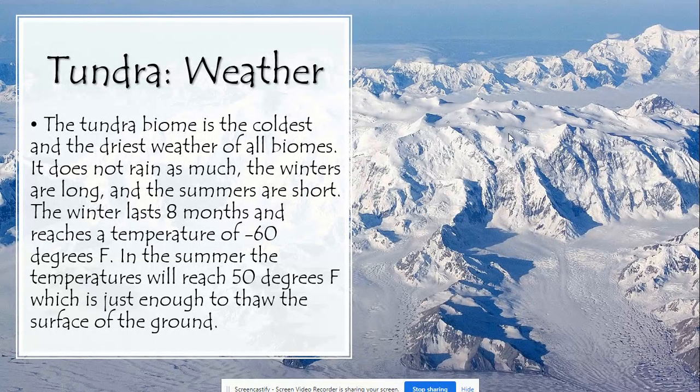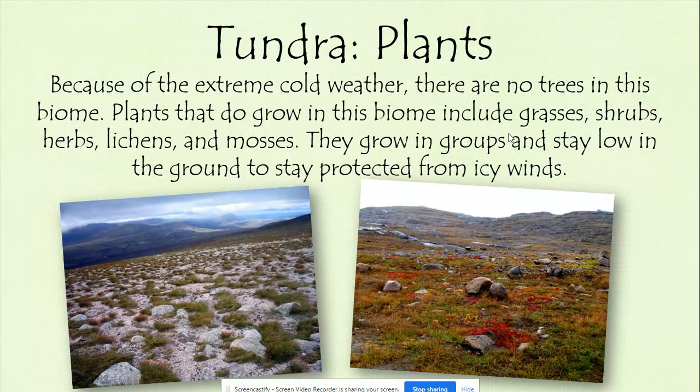In the summers, the temperatures will reach 50 degrees Fahrenheit, which is just enough to thaw the surface of the ground. The plants, because of the extreme cold weather, there are no trees in this biome. Plants that do grow in this biome include grasses, shrubs, herbs, lichens, and moss. They grow in groups and stay low to the ground to stay protected from icy winds.